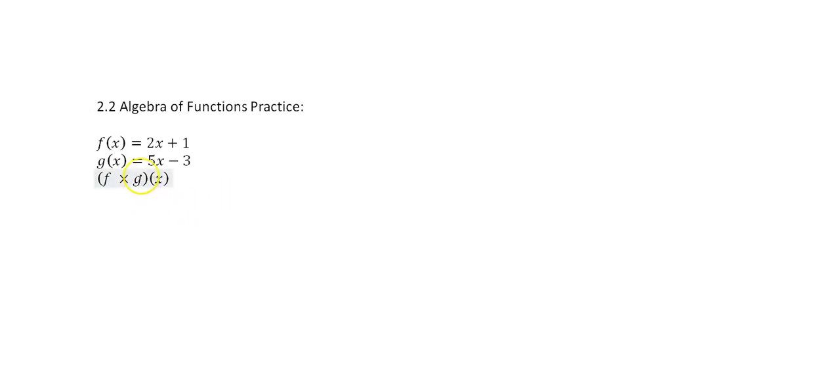I am going to say we're going to have our f of x times our g of x, and these are both our formulas, right? We've been told that we can do f of x times g of x. That is exactly the same statement as this. So I'm going to use my f of x, which is 2x plus 1, and we're going to multiply that by the 5x minus 3.